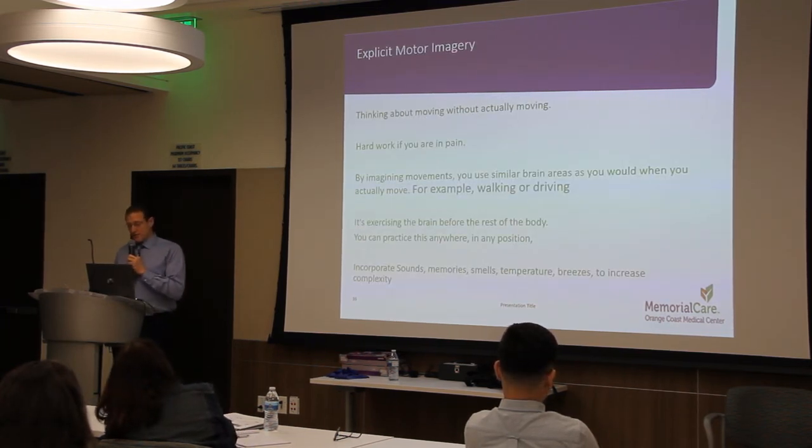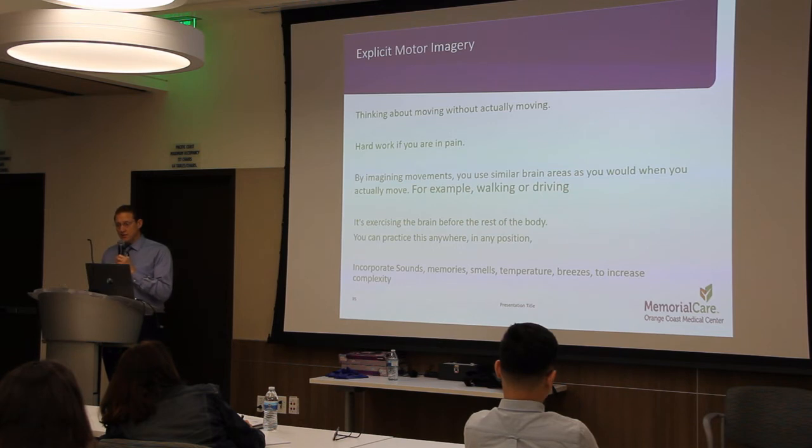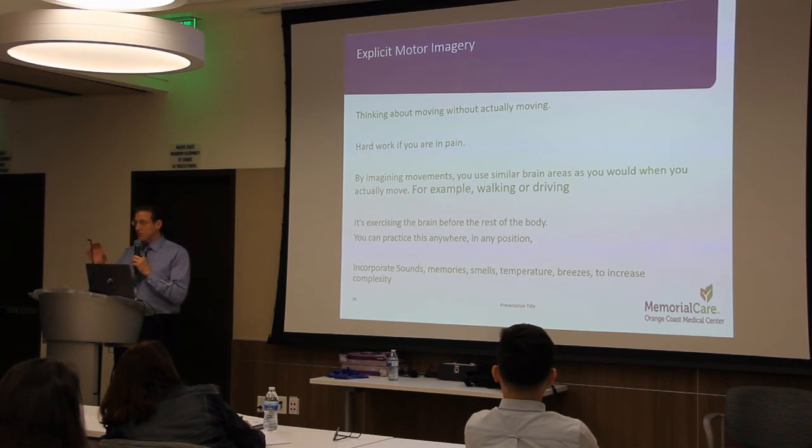Explicit motor imagery is thinking about moving without actually moving. Imagined movements can actually be hard if you're in pain. By imagining movements, you use similar brain areas as you would when you're actually moving. This is why athletes imagine an activity before they do it. This is why you can feel exhausted after watching an action movie. It's exercising the brain before the rest of the body.